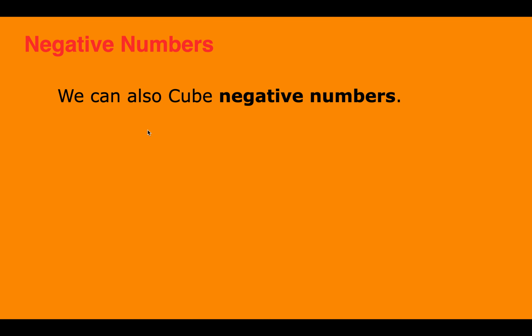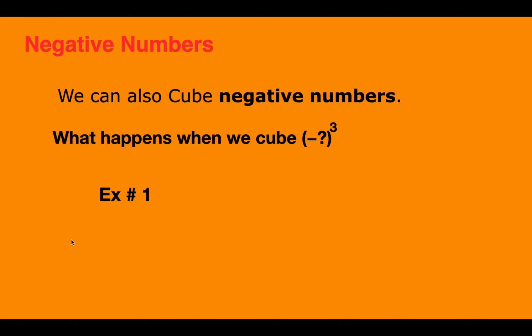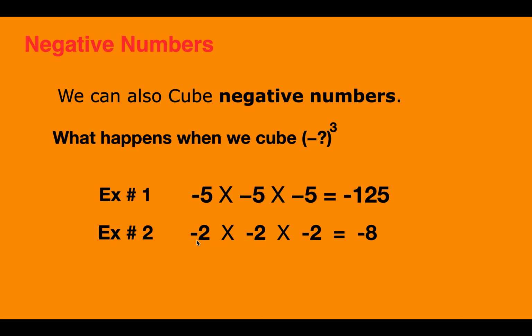Negative numbers. We can also cube negative numbers. What happens when we cube minus numbers, cubed by 3? Example 1. Minus 5 times minus 5 times minus 5 equals minus 125. Example number 2. Minus 2 times minus 2 times minus 2 equals minus 8.